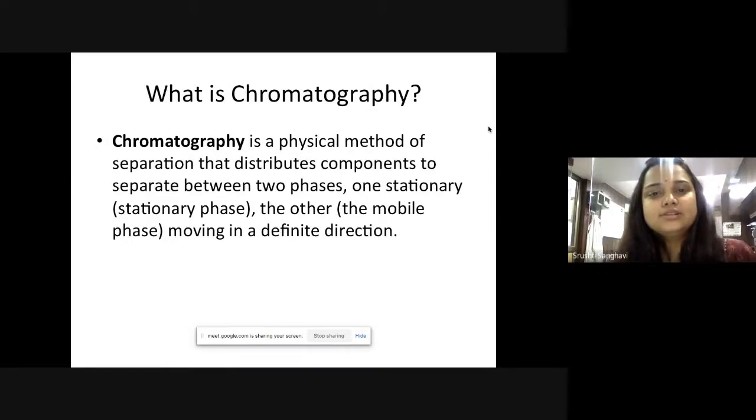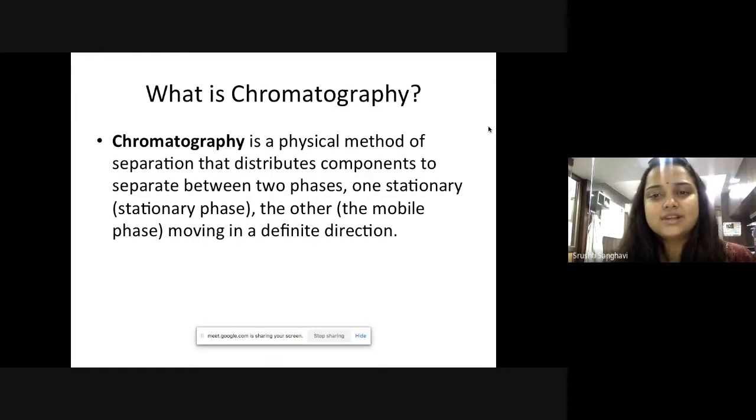Okay, let's start with what is chromatography. I'm assuming that everybody has at least heard of this word, chromatography. Let me just simplify it for you. Chromatography is a physical method of separation, okay? It basically means to separate. It separates components of a mixture between the stationary phase and the mobile phase, okay?